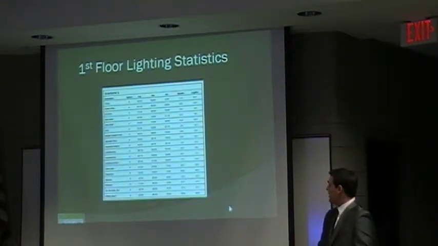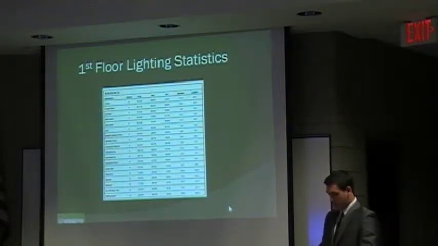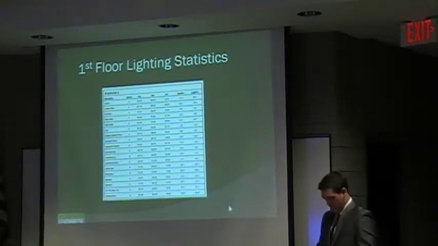And here are the statistics for all the first floor rooms. After you hit the calculation button, it shows the average, the maximum, the minimum, the maximum to minimum ratio, and the average to minimum ratio. An example of that would be our generator room. It came out to have an average footcandle measurement of 30.9, a maximum of 38.7, and a minimum of 15.5.